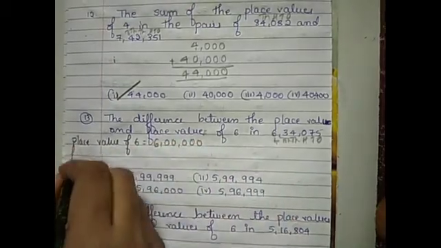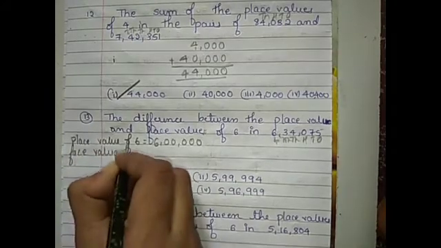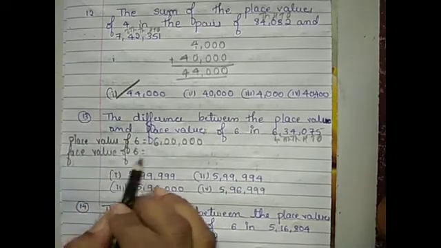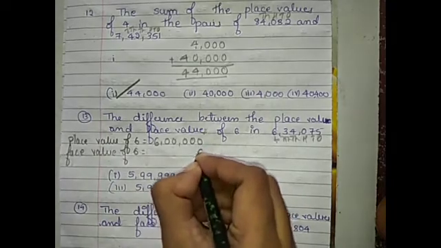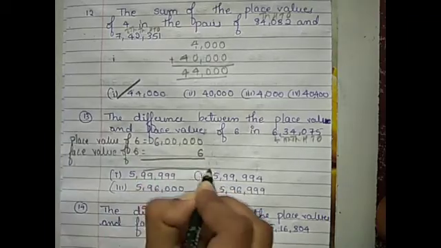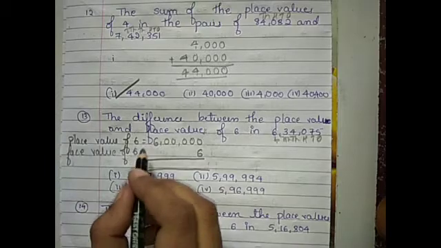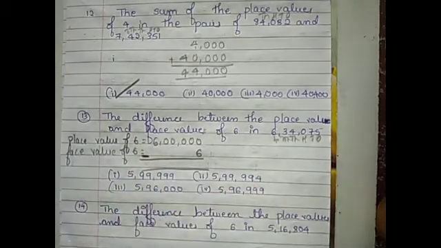Next we have to find out face value of 6. Face value of any number is equal to number itself. So the face value of 6 is 6. Next we have to subtract face value of 6 from place value of 6. 0 minus 6, is it possible to subtract? No, it is not possible.